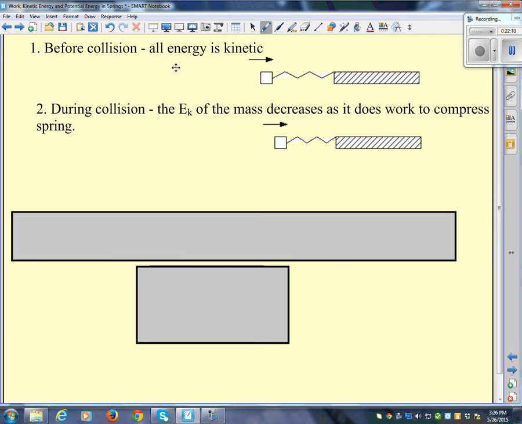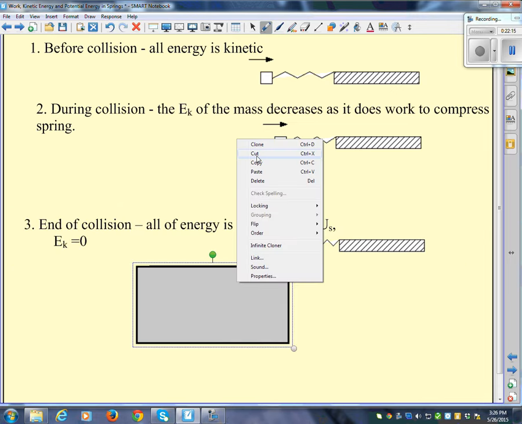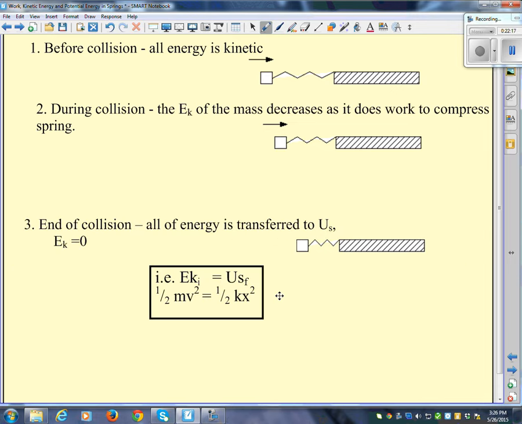That's what you just saw. I'm speeding through this here. At the end of the collision, all of the energy is transferred to the potential energy of the spring. It's analogous, identical to when the object is launched. Here you have nothing but kinetic. Here you have all potential, right, at the top. So EKI, initial kinetic energy, 1/2 mv squared, is equal to USF, final spring potential energy, 1/2 kx squared. Those two are equal to each other in this type of collision.